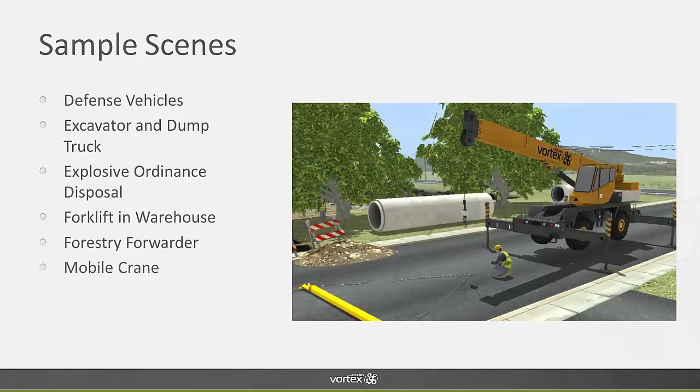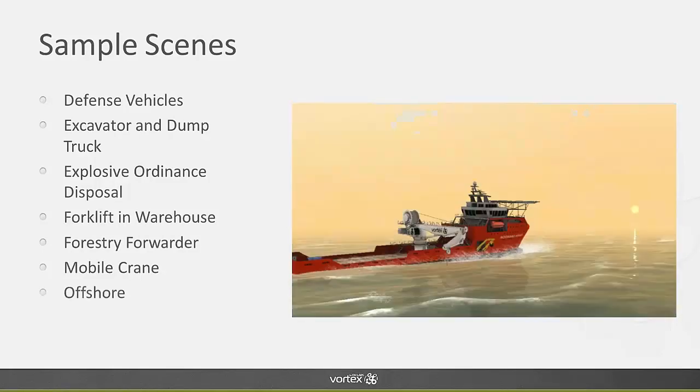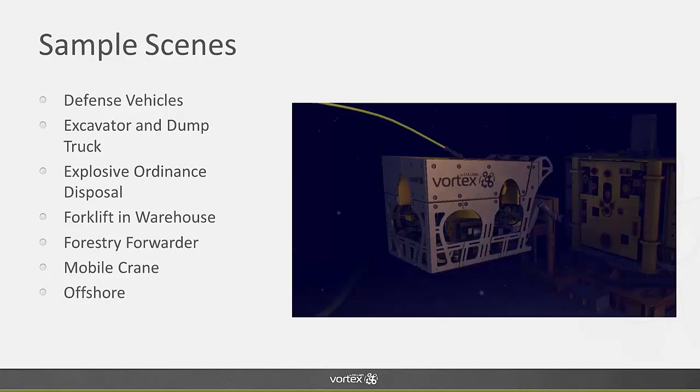The mobile crane was updated with new visuals, so it looks a lot nicer. But it is probably a classic staple at this point of the Vortex samples. So if you've never looked at it, it's going to be a good starting point as well. The offshore scene is now the biggest sample that we have in Vortex 6.6, which includes both topside and undersea elements.